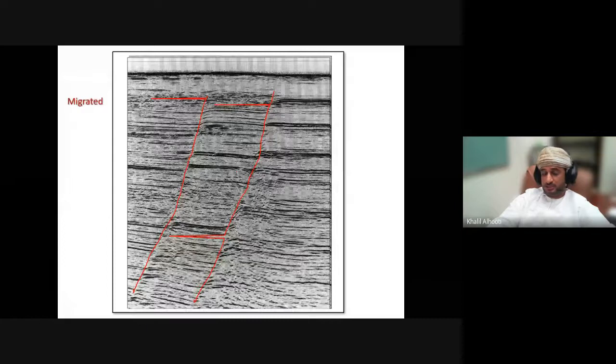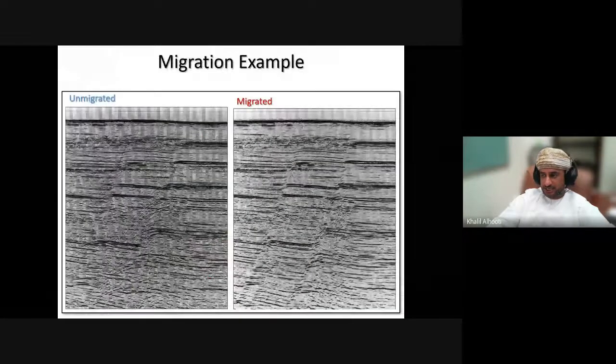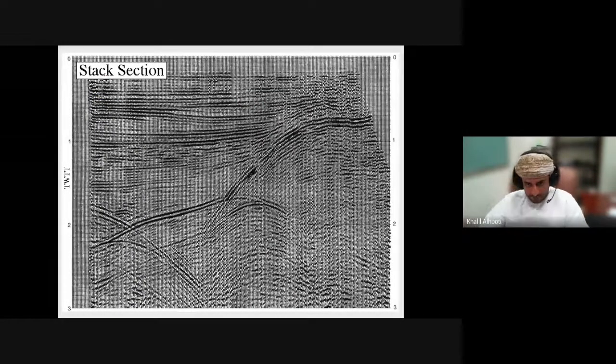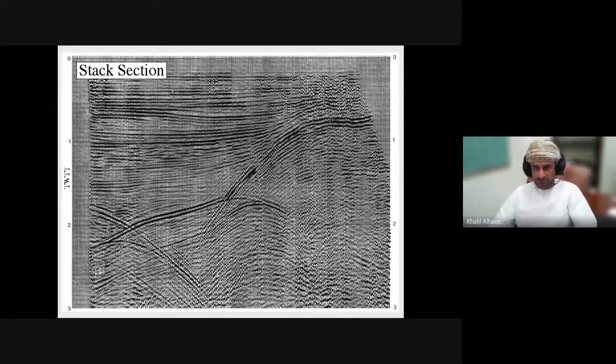So there is a large improvement after applying migration. Side to side: before migration, after migration. Those are two stacked sections. Here, this is the stacked section, after stacking, after applying NMO correction and summing the traces from the same midpoint.